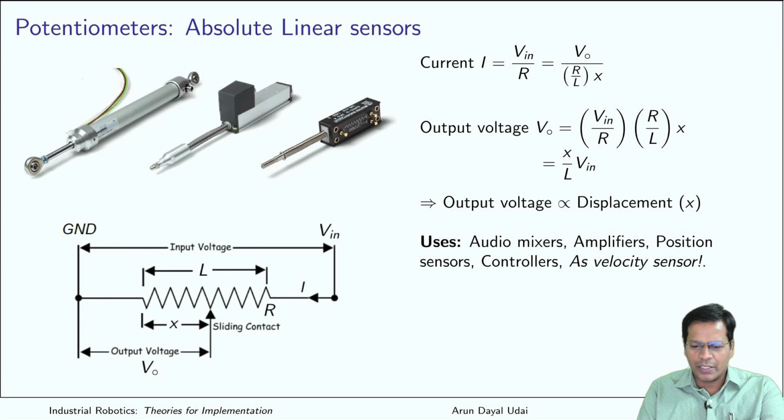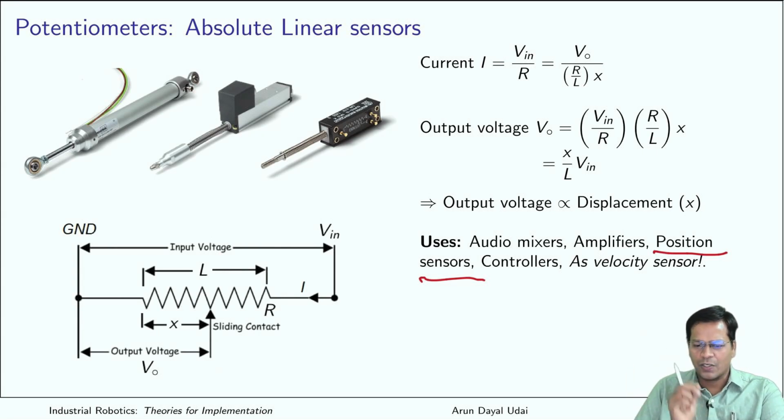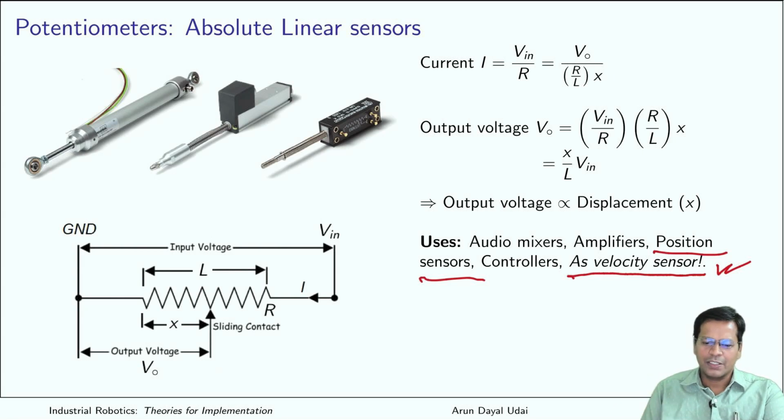So that is where it is used, in amplifiers. Position sensors, yes, that is what it is meant for over here. We are concerned more about this. There are also controllers, knobs, linear slides, and it is used as a velocity sensor also. I will tell you how it can be used as a velocity sensor towards the end of today's lecture when I will be covering this.